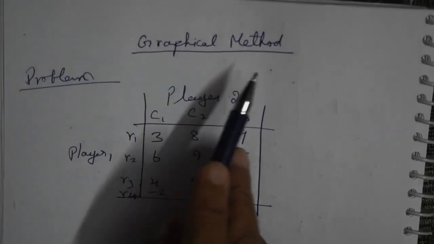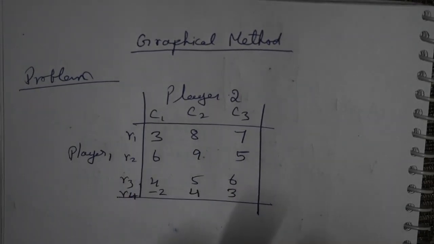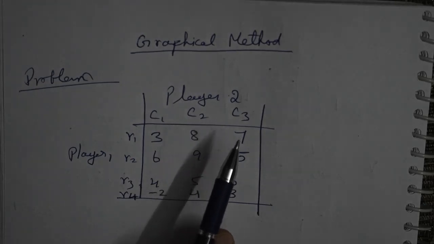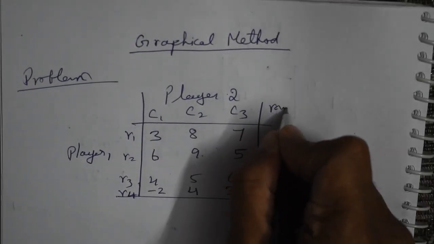I am going to teach you the graphical method. Let us take a payoff matrix where player 1 has 4 rows and player 2 has 3 columns. The first step always is row minima and column maxima.